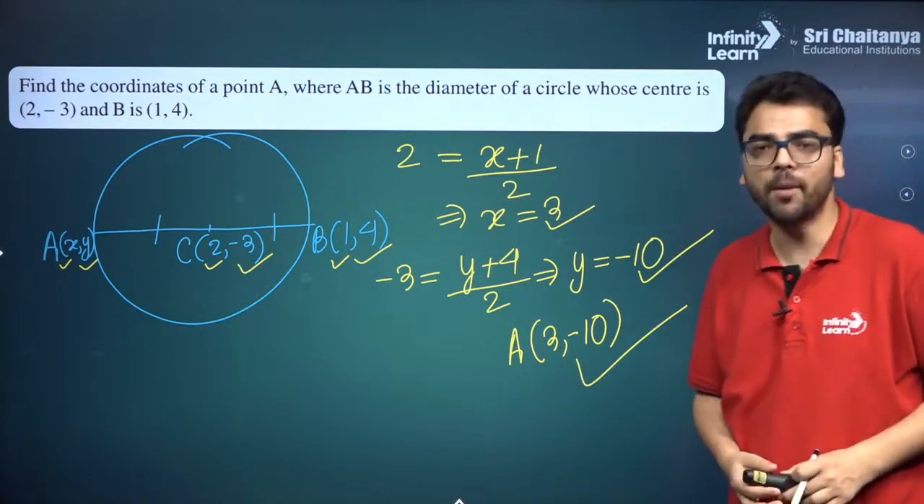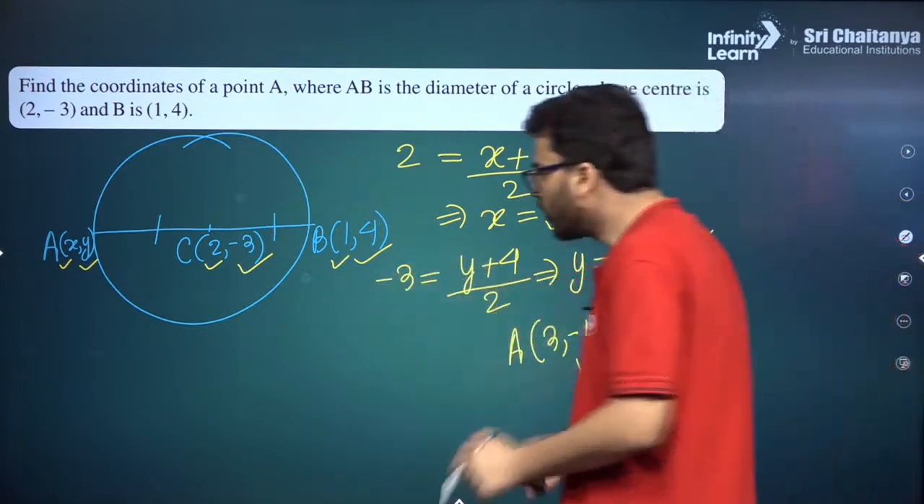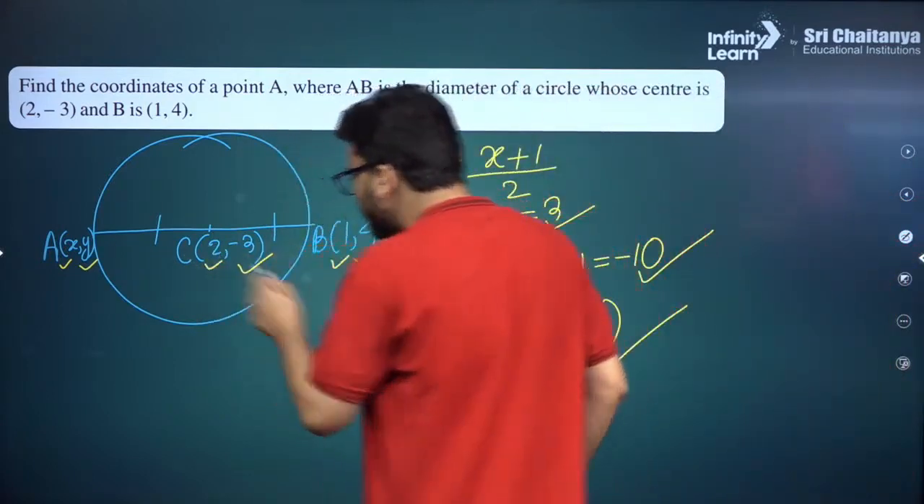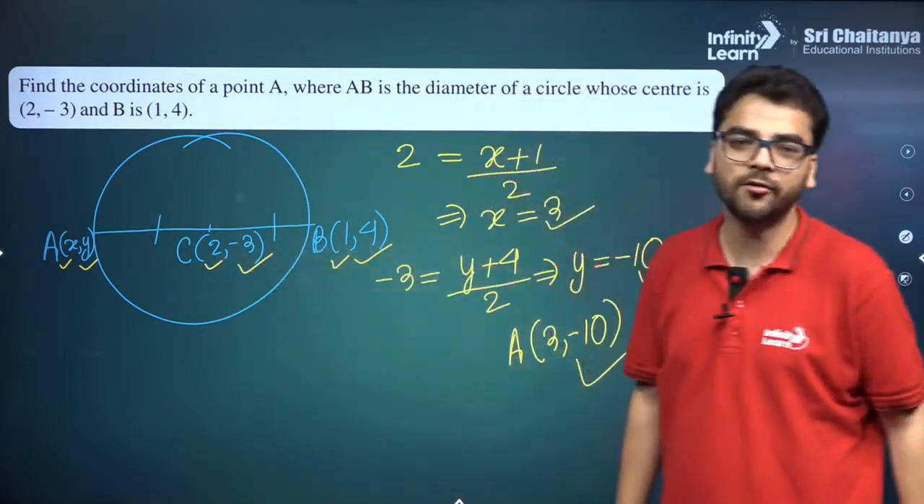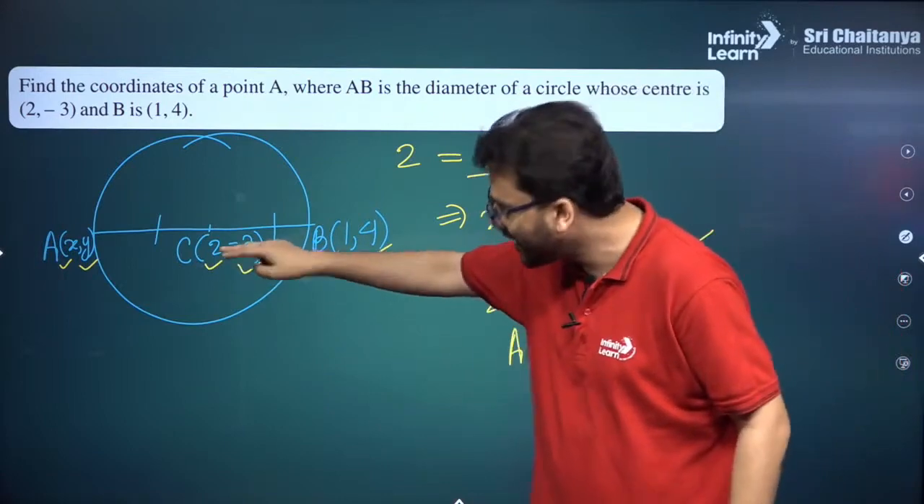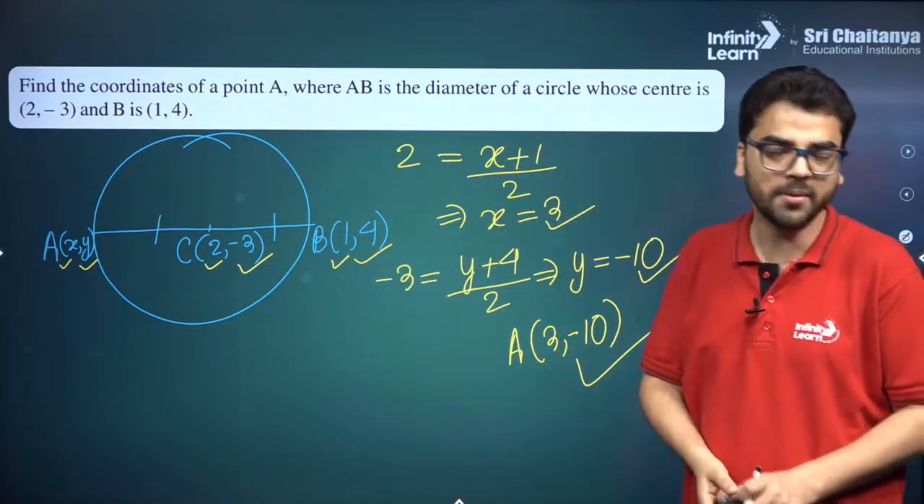You people are doing the opposite of it. You just have to understand this situation. We don't have to find the midpoint of BC over here. Please understand that we don't have to find the midpoint of BC. C is already the midpoint of AB. Just understand the situation properly. 3 comma minus 10 is the answer.